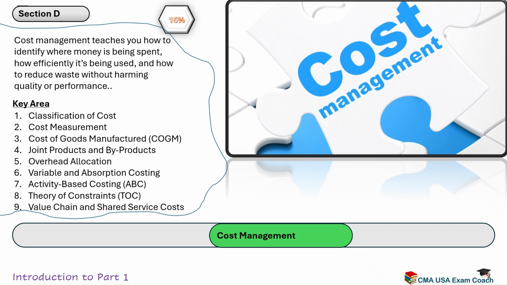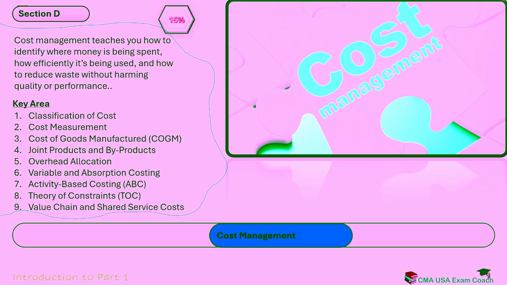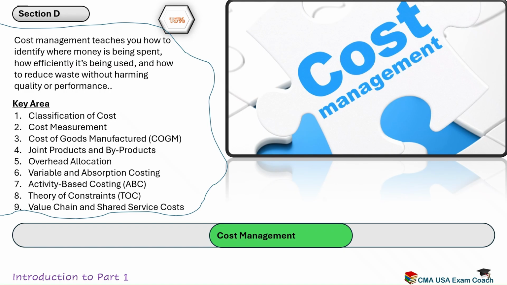Next, overhead allocation. Overhead refers to indirect costs such as factory rent, utilities, or supervision. Since these costs can't be directly linked to one product, we need methods to allocate them properly, often based on machine hours, labor hours, or activity usage. A fair allocation ensures that each product carries its correct share of total cost.